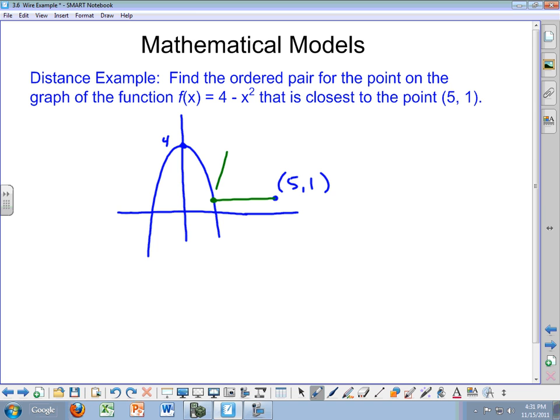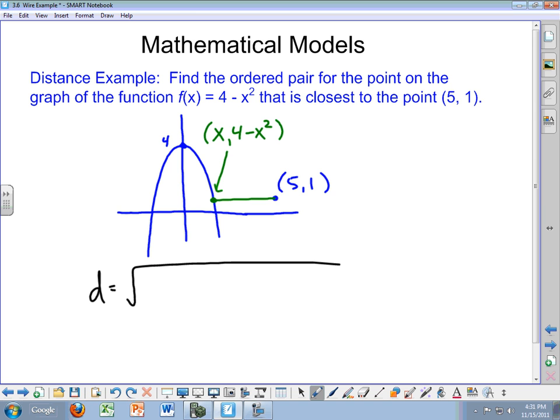But one thing we've learned so far from these functions is that the ordered pair for the point on the graph is no longer x, y. It's x, f of x, or x, 4 minus x squared. And what that does for us is it puts the ordered pair in terms of one variable only. So here now we can start with our distance formula.